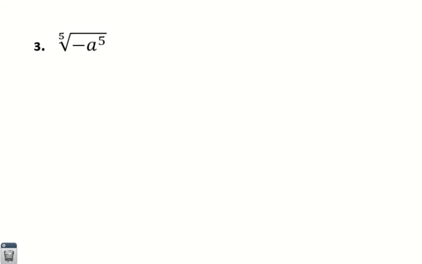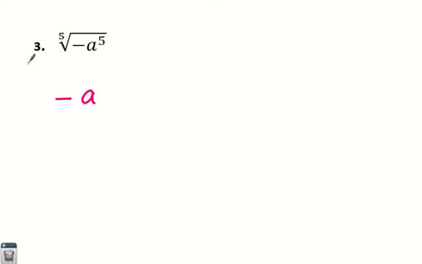Number 3, this is a fifth root, and so it's an odd root, and so we're not going to need to guarantee any final answer being positive. So look, the fifth root of anything negative is going to be negative. And do we need to break off anything? Can we just take a clean fifth root of a to the fifth? Yeah, and that's just a to the first, or just a.